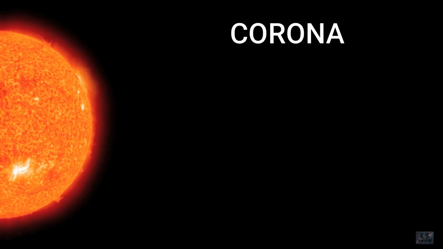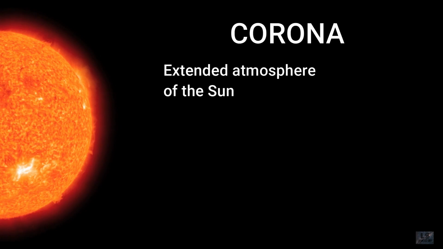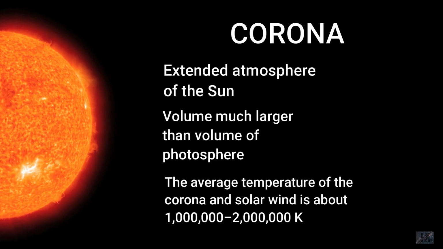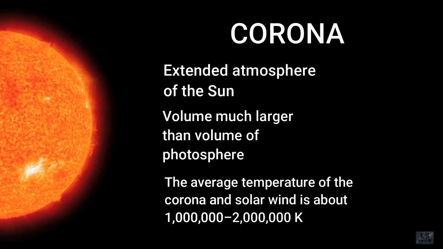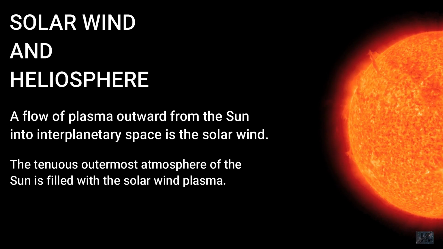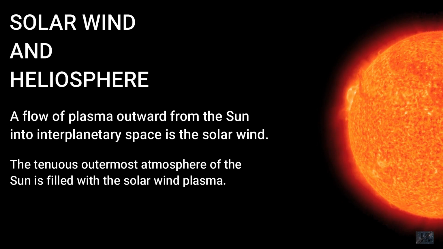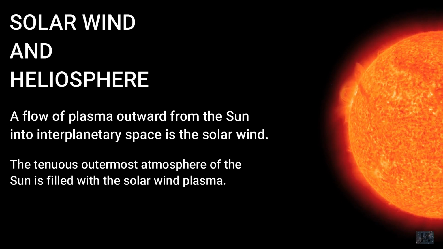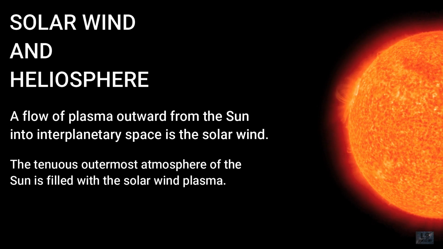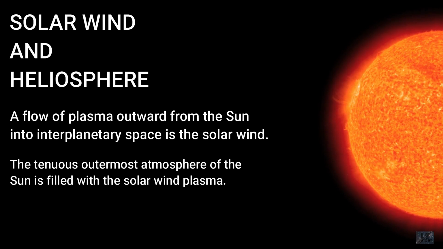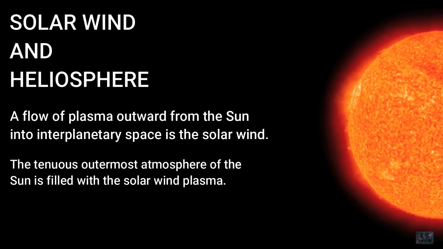The corona is the extended atmosphere of the Sun, which has a volume much larger than the volume enclosed by the Sun's photosphere. A flow of plasma outward from the Sun into interplanetary space is the solar wind. Heliosphere. The volume of space controlled by the Sun's magnetic field is called the heliosphere. The outermost atmosphere of the Sun is filled with the solar wind plasma.